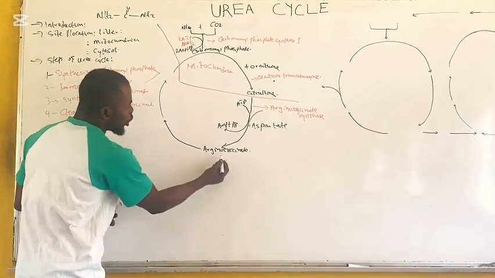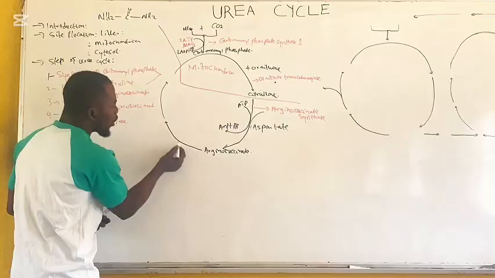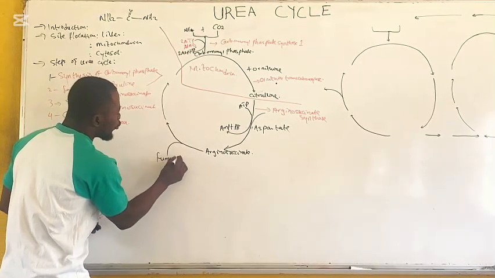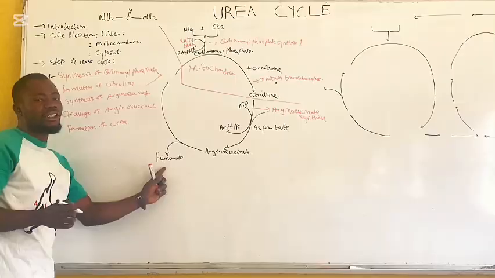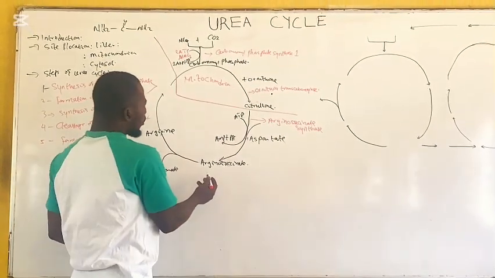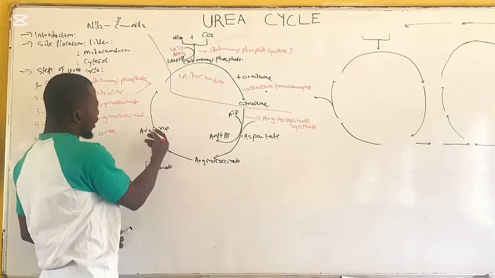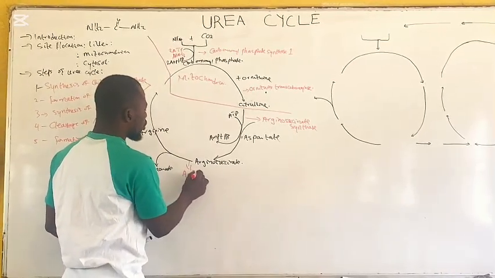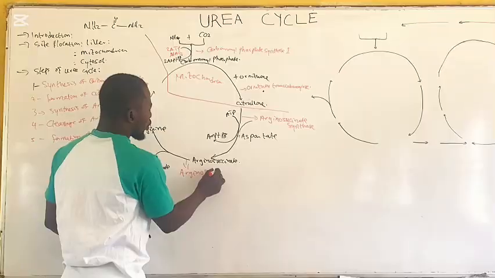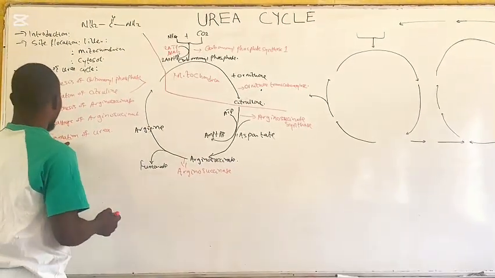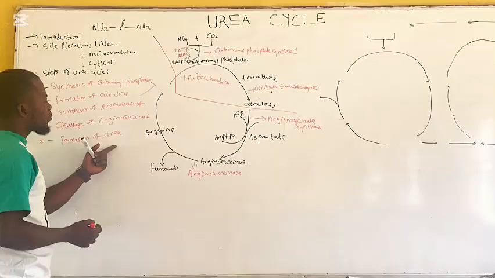So we said the argininosuccinate will be cleaved to form fumarate, which will enter the TCA cycle, and arginine. The enzyme that cleaves argininosuccinate to give fumarate and arginine is argininosuccinase. Now, the last step is the formation of urea.